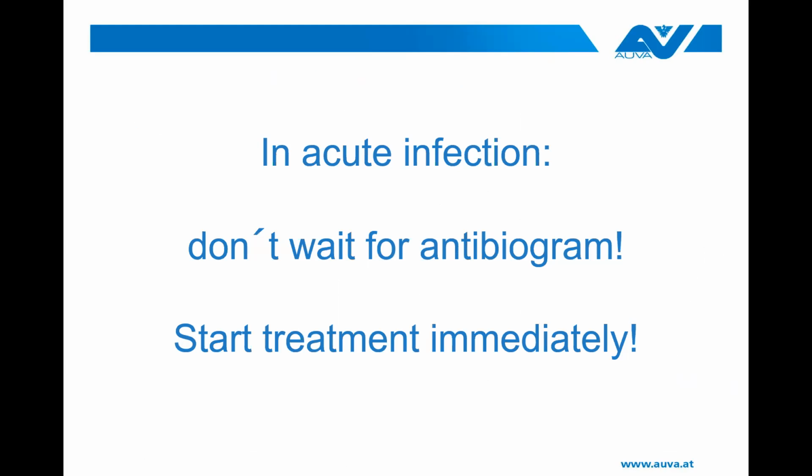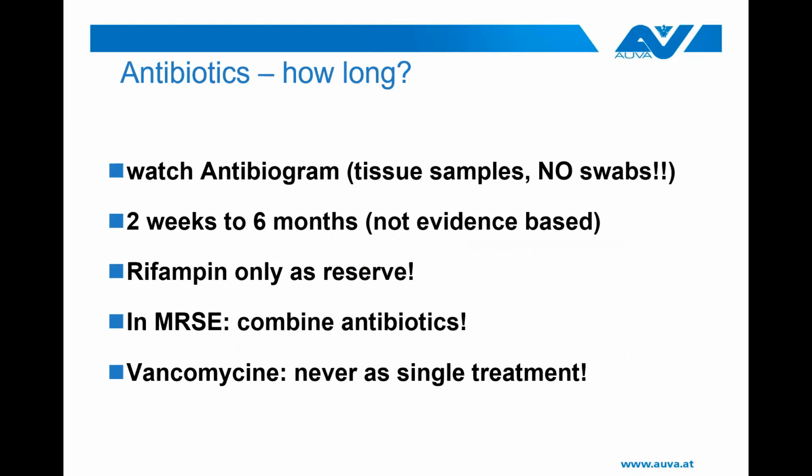And in acute infection, don't wait for the antibiogram. You have empiric antibiotic therapy, so please start it. And if you have the antibiogram, you can change it, but do not delay antibiotic treatment in these cases. How to get the antibiogram? Take tissue samples and no swabs. This is mandatory because with swabs, you have a lot of false negative diagnoses.